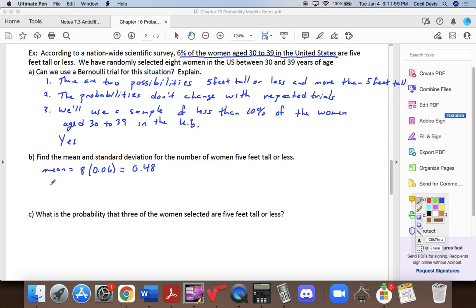The standard deviation is the square root of npq, so it'll be 8 times 0.06 times 0.94, and that is 0.672.